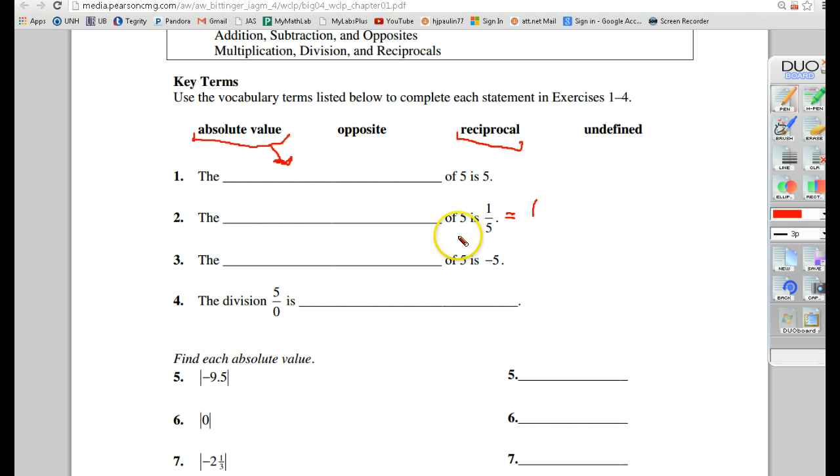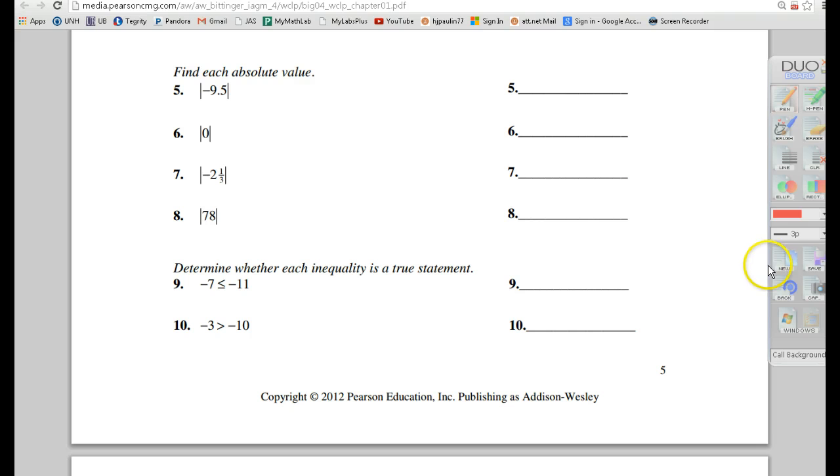And for this next one, it would be the opposite. That is, when you add a number and its opposite, that equals 0. And we say the division of any number other than 0 divided by 0 is undefined. Going on to the next few, we said the absolute value of anything was its positive value.